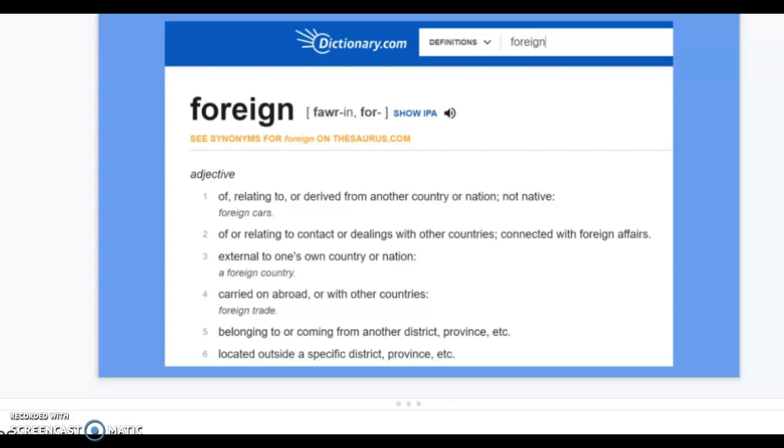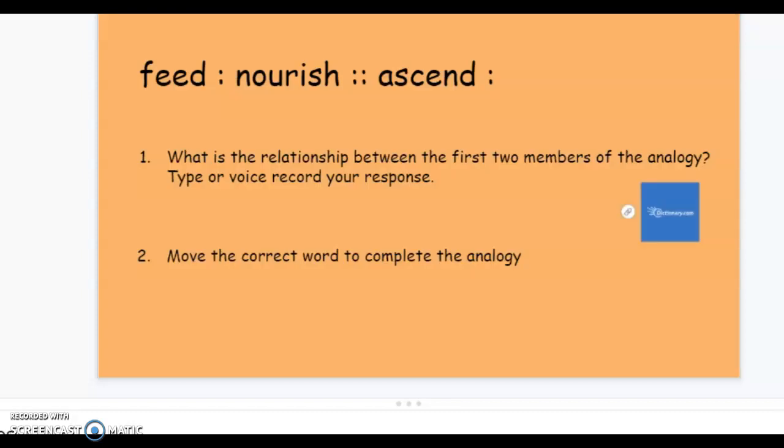Now that we know what analogies are, here is an example of your activity this week. You have 15 slides that have incomplete analogies. Remember to have a paper and pencil with you. This example is feed is to nourish as ascend is to what? The first thing you need to answer is, what is the relationship between the first two members of the analogy? So, the words feed and nourish. How are these two words related?